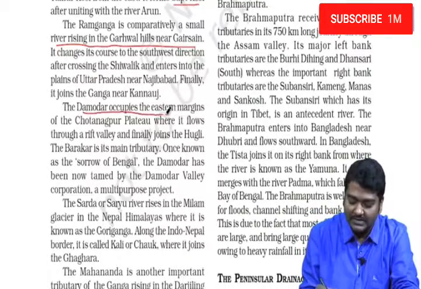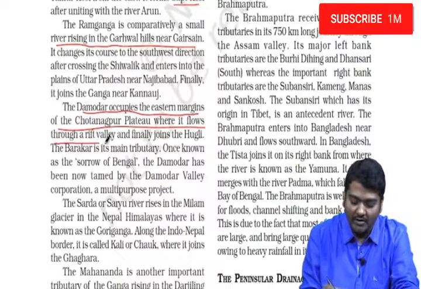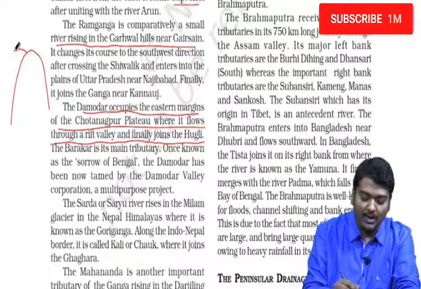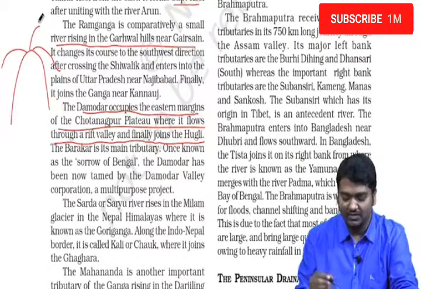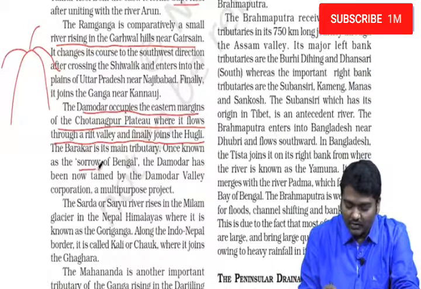Damodar occupies the eastern margins of the Chotanagpur plateau, where it flows through a rift valley and finally joins Hooghly. If you take the Chotanagpur plateau, some rivers go like this, some rivers go like this. We call it radial pattern, usually seen here. And Damodar is known as Sorrow of Bengal.